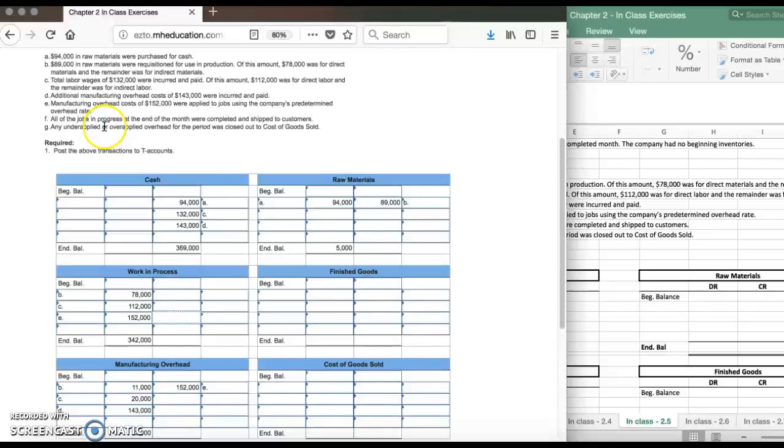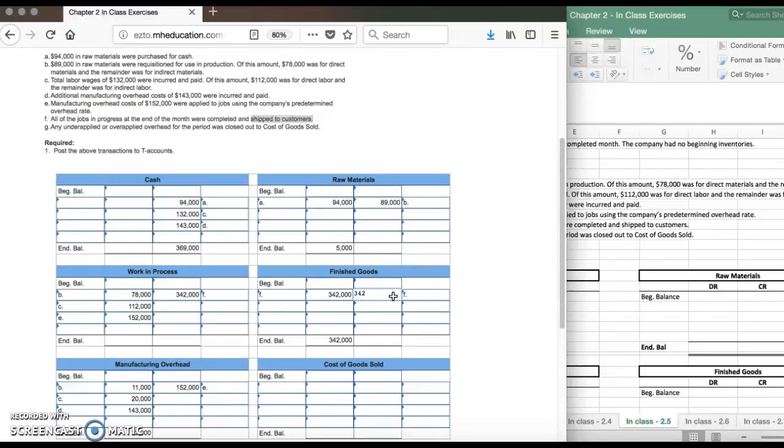All of the jobs in progress at the end of the month were completed and shipped to customers. So that means our ending balance is going to have to go to finished goods first because it has to go from work in process to finished goods. So that is going to be 342,000. And it's going to go to finished goods. 342,000 were completed and shipped. So if they were shipped to customers, that means they're going to be part of cost of goods sold. So from there, we're going to do 342,000.